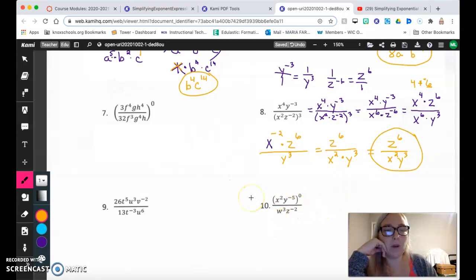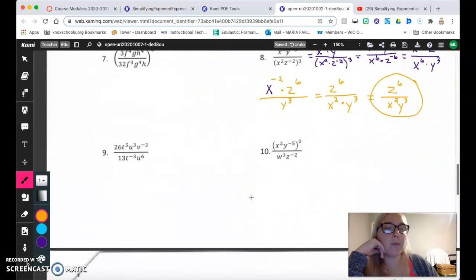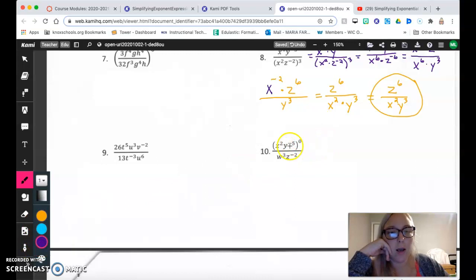All right, we're going to move on to number 10. Remember, if we have a 0, anything raised up to the 0 power, we want to take care of that first. So that means all of this is raised up to the 0 power. That means all that's left in your numerator is a 1, which is easy, right? It cuts out some of the work. And then on the bottom, we're going to go ahead and break that apart. We still have w to the third times z to the negative second power.